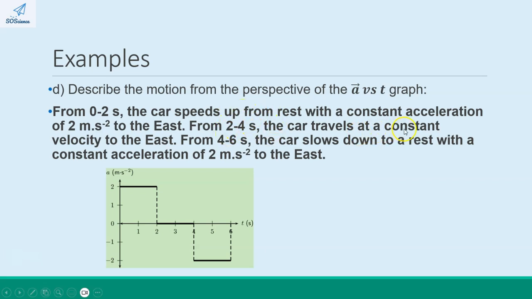From 2 to 4 seconds, the car travels at a constant velocity to the east. Now, in this case, the acceleration is 0 meters per second squared. We can add that information in here, but a constant velocity automatically indicates zero acceleration. And here we're describing the motion from the perspective of the acceleration time graph. And lastly, from 4 to 6 seconds, the car slows down to a rest with a constant acceleration of 2 meters per second squared to the east. But because it is negative here, we know that the car is slowing down.